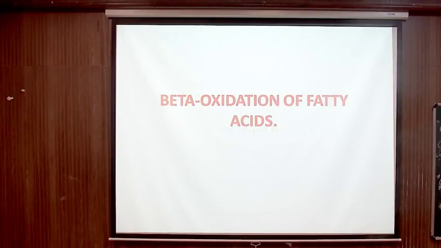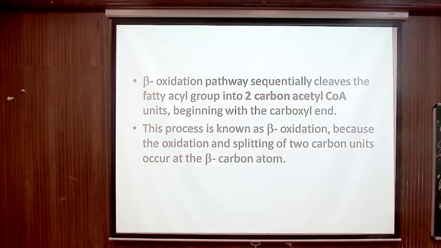Now, coming to the main topic that I was supposed to cover, that is the beta oxidation of fatty acids. This can come as a main question. Okay. So, what is this? I hope you all know what a fatty acid is.